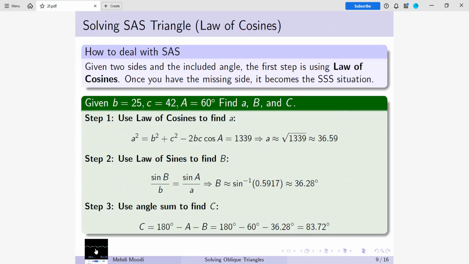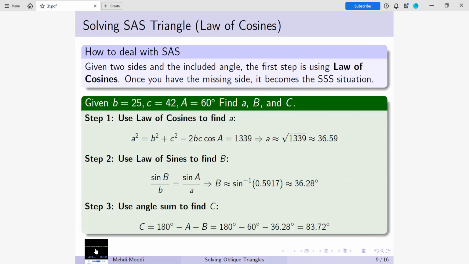From there, you can use the law of cosines or law of sines to find the other angles. But remember, cosine is your safest bet for the big ones. In step 2, I used the law of sines to find angle B. This is safe because angle B is the smallest angle and definitely acute.